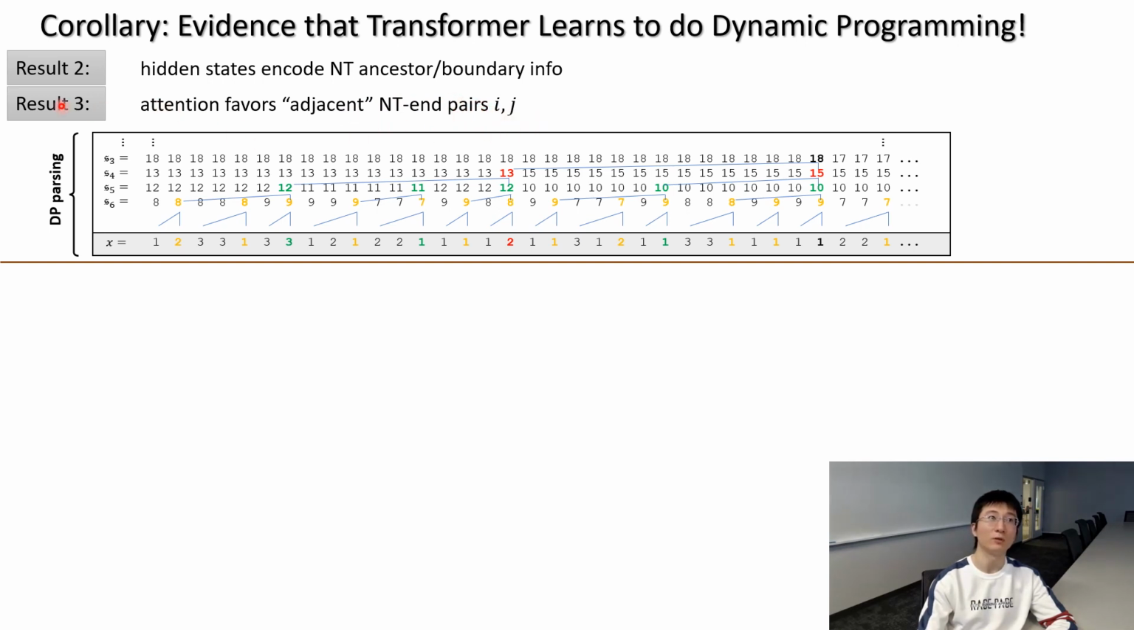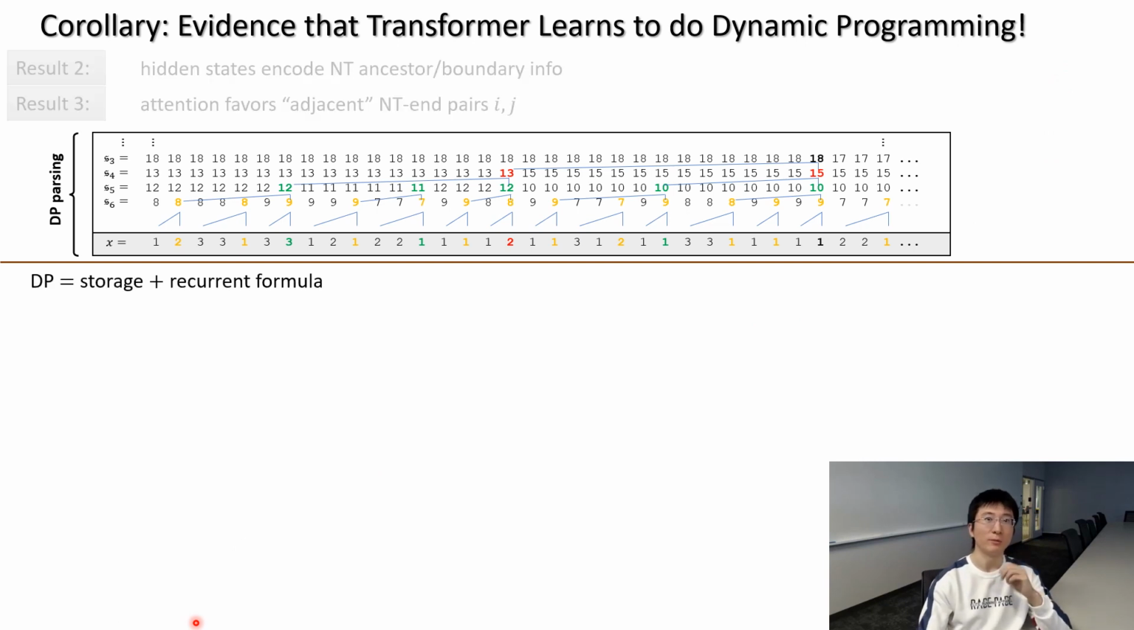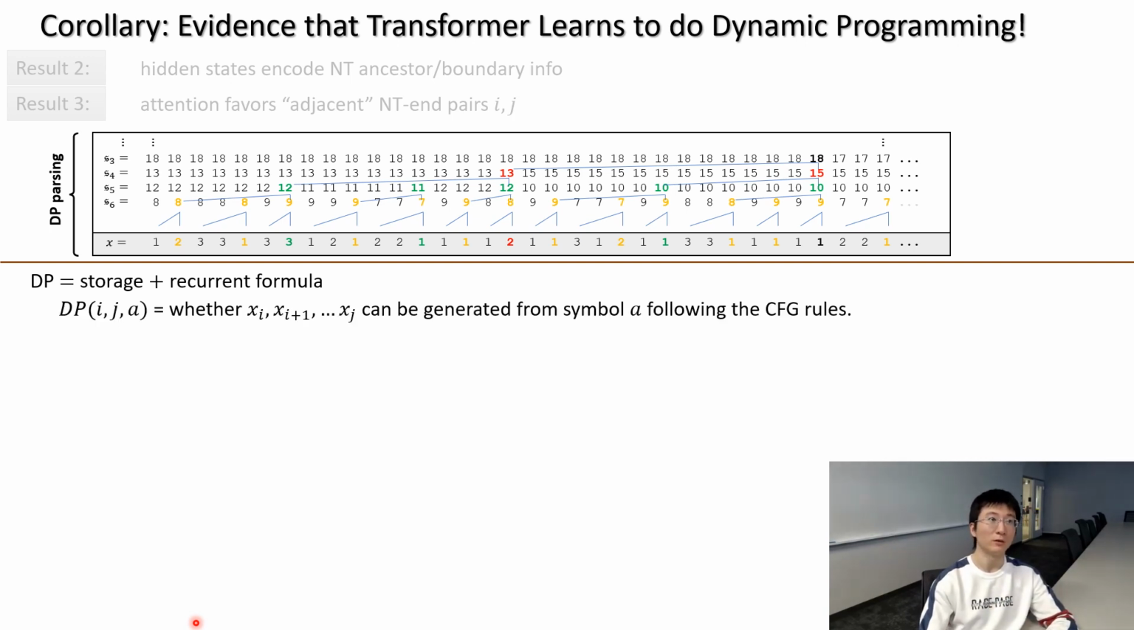Now I'm going to use my result number 2 and number 3 to show you, as a corollary, that this gives very strong evidence that the transformer actually learns to do dynamic programming. Okay, so how can I say this? Recall, what is dynamic programming? It has two parts, a storage part and a recurrent formula part.